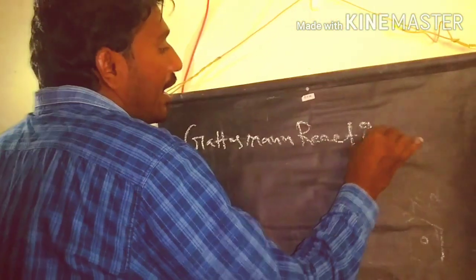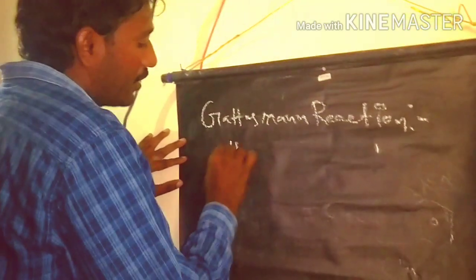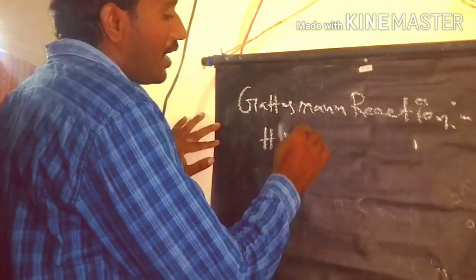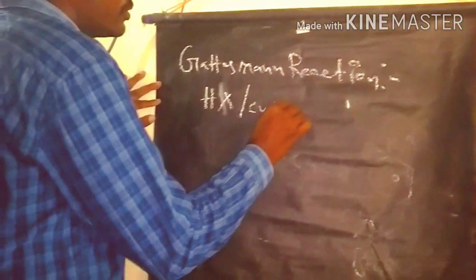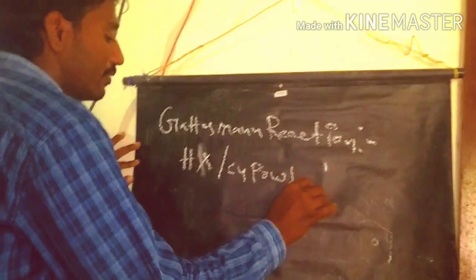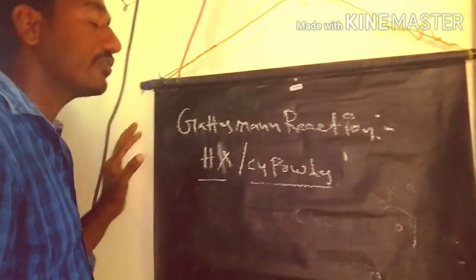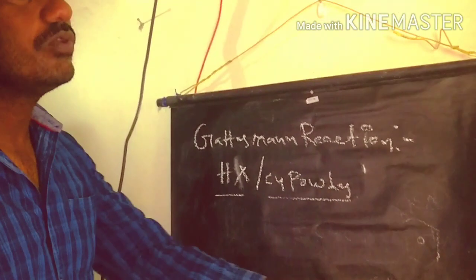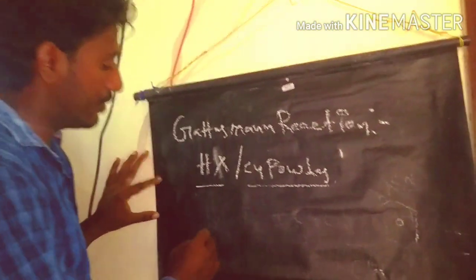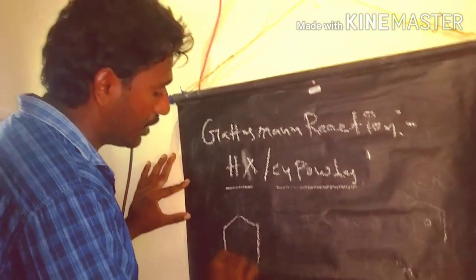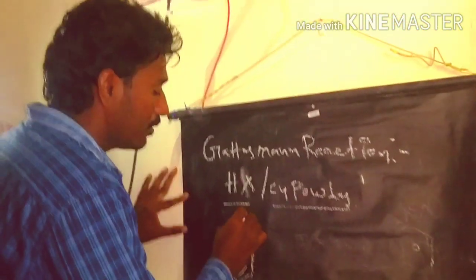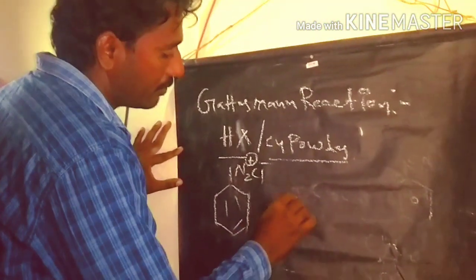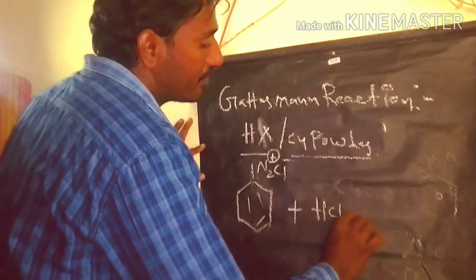So in this Gattermann reaction, generally we are using HX, hydrohalide, plus copper powder. This is the reagent we are using to prepare aryl halides from aryl diazonium salts. If you take the simple example, start with the diazonium salt and react it with hydrogen chloride in the presence of copper powder.